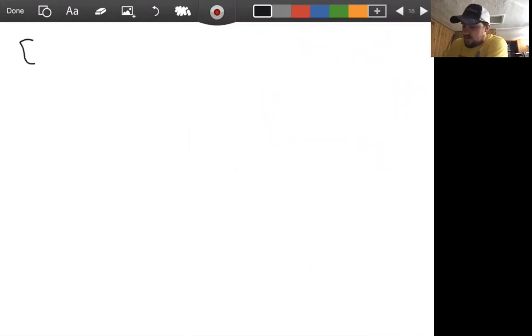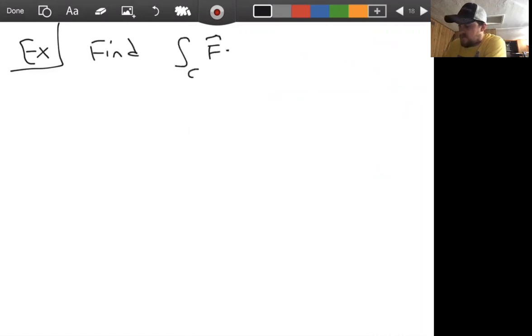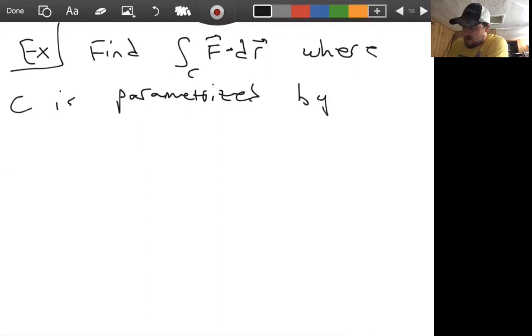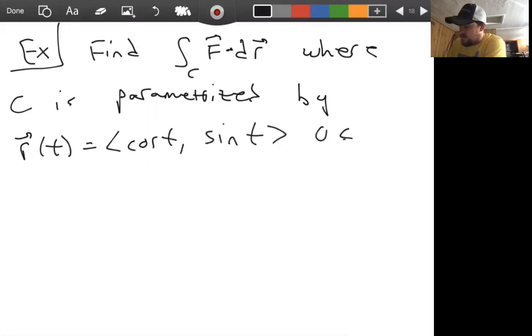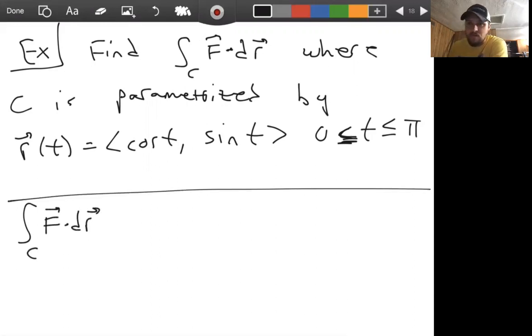So here's a quick example. So let's find the vector line integral over some curve C of F dot dr, where C is parameterized by r of t equals cosine t, sine t for t between 0 and pi. Okay, so what do we have? Well, integral C F dot dr. And I should tell you what the vector field is, right? That might help. And the vector field is given by this rotational vector field that we examined in the previous video.